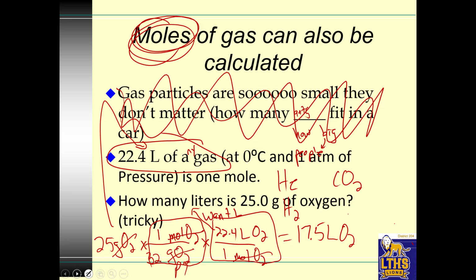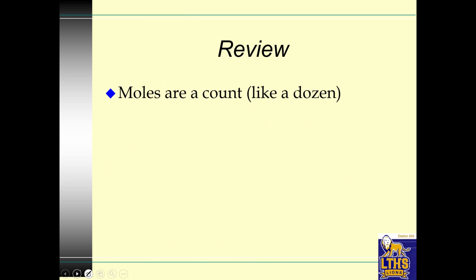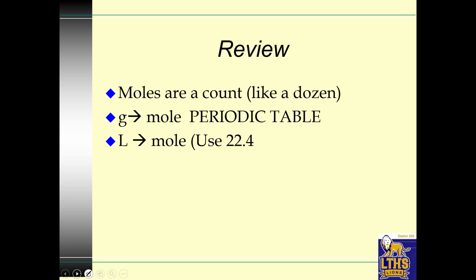Okay? So, review. Woohoo! Moles are a count, like a dozen. Grams to moles, use the periodic table. Liters to moles, use 22.4. Particles to moles, 6.02 times 10 to the 23rd. And that is it.